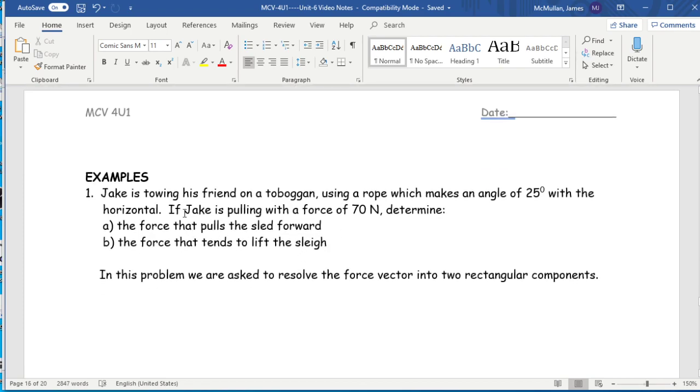Let's try an example here. You'll see these really aren't too hard. You just got to make sure you can draw it and you understand what it's asking. So it says Jake is towing his friend on a toboggan using a rope. The rope makes an angle of 25 degrees with the horizontal. Jake is pulling with a force of 70 newtons. How much force is actually pulling the sled forward versus how much force is lifting the sled upward, right?